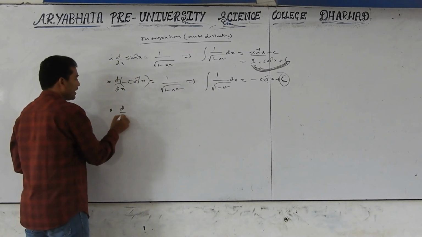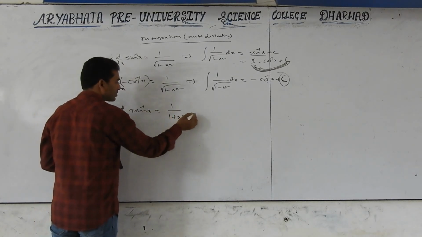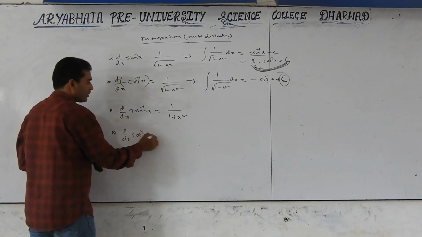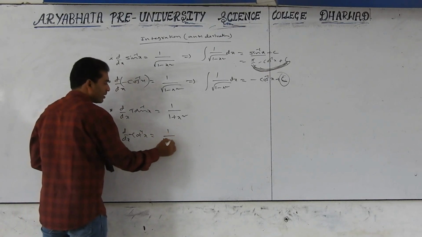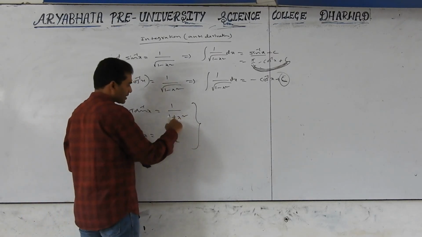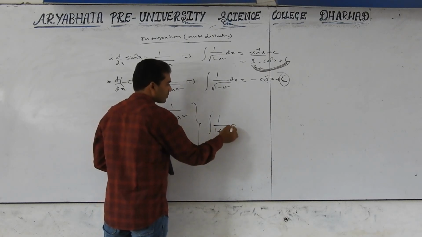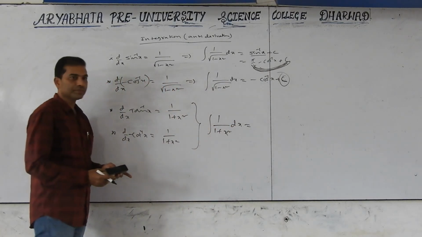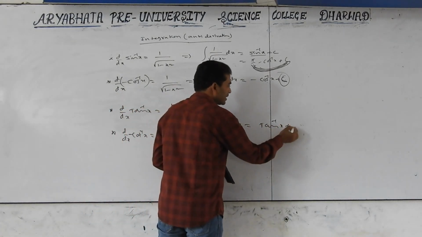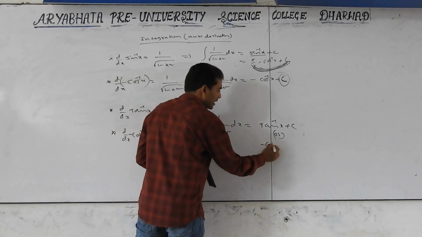Next, d by dx of tan inverse x equals 1 by 1 plus x square. D by dx of cot inverse x equals minus 1 by 1 plus x square. Minus here. Therefore, from this, the function is the same on the right side. So integration of 1 by 1 plus x square dx equals either tan inverse x plus c or minus cot inverse x plus c.